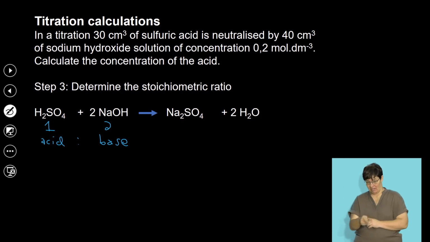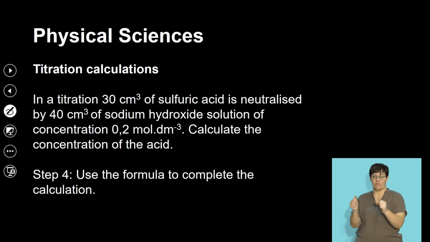This is the fixed ratio in which these substances actually react with each other. So we're mainly concerned about the reactants in this case, right? Okay, now step 4, we must use the formula to complete the calculation. What does the formula say?